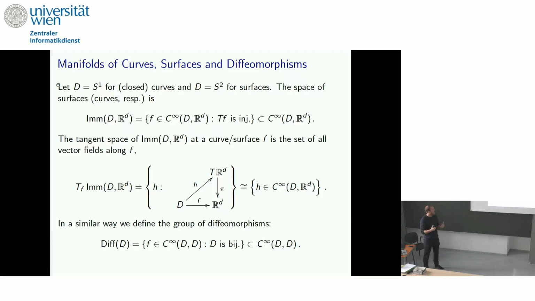Okay, so how is this an infinite dimensional manifold? The space of immersions is an open subset of the space of smooth mappings. Smooth mappings form a Fréchet space, which is a vector space.